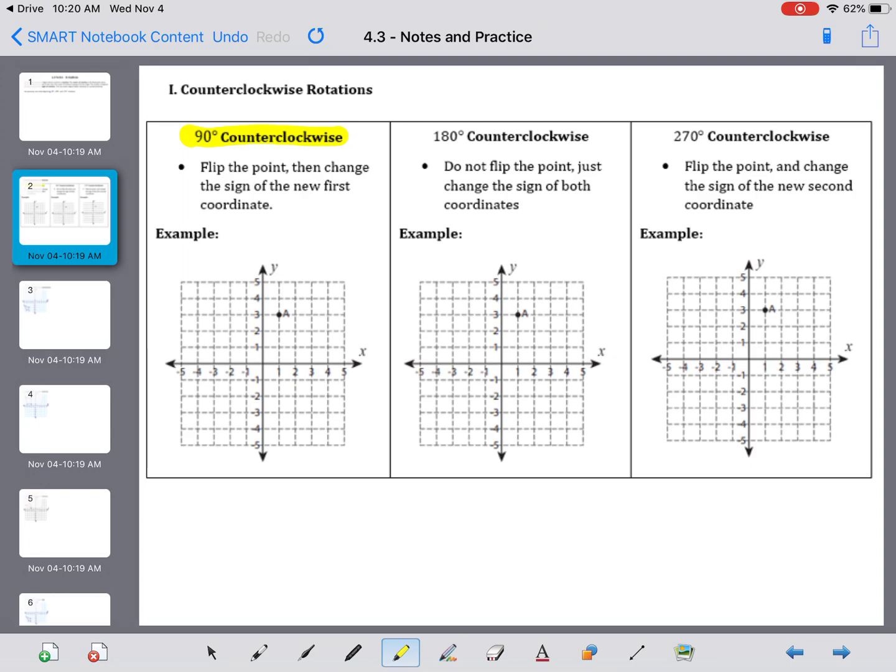So if we look at this example here, A is located at 1, 3. To get A prime, we flip the point, so the 3 and the 1 trade places, and then you change the sign of the first new number. So our new number is 3, it's positive, so I'm going to make it negative. So 90 degrees, flip, change the first, and I'm going to plot my new point, negative 3, 1.